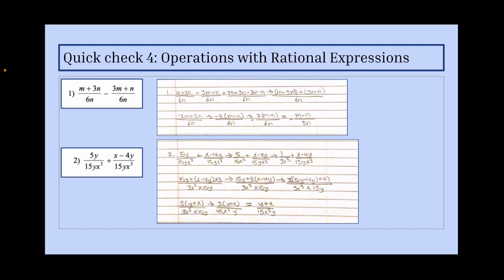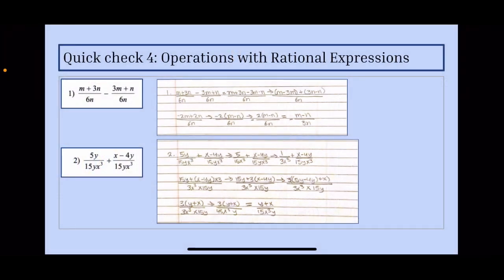Simplify the 2 times m minus n over 6 to m minus n over 3n. And then that will be our final answer, which is negative m minus n over 3n.